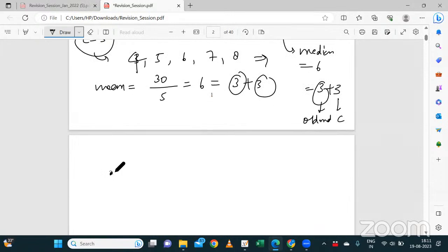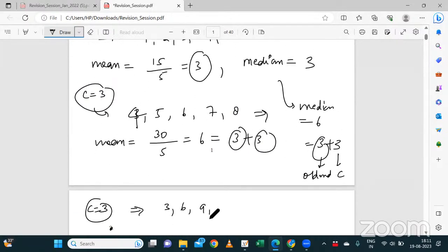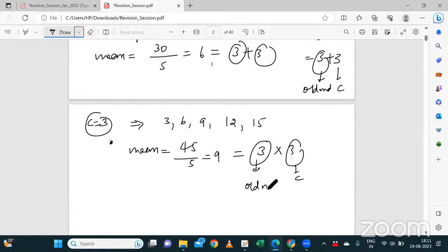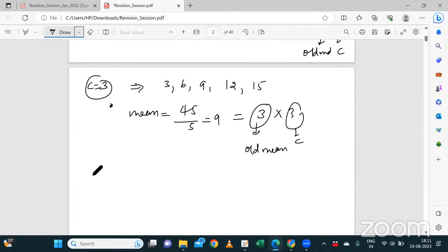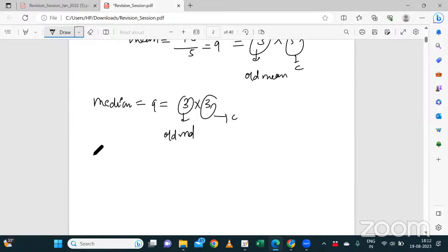Similarly, suppose I want to multiply by a constant, say 3. Then my new data set will be 3, 6, 9, 12, and 15. Now what will be the mean for this data set? If you add, it will be 45 divided by 5, so it's 9, which is nothing but 3 into 3. So this is the constant and this is the mean of the old data set, the old mean. The same happens with the median. The median here is 9, so 3 into 3. This is the old median into that constant value. The same property is applicable to the mode also.